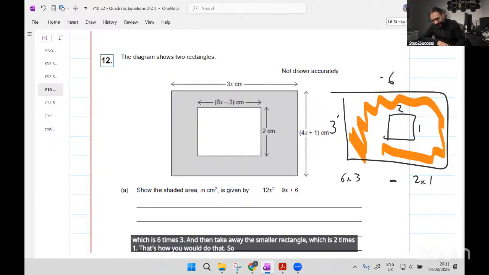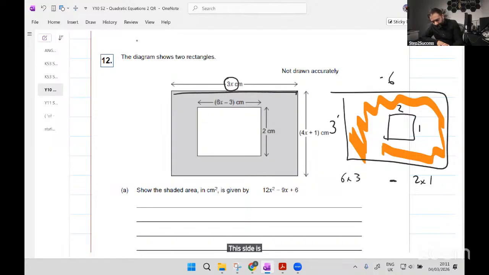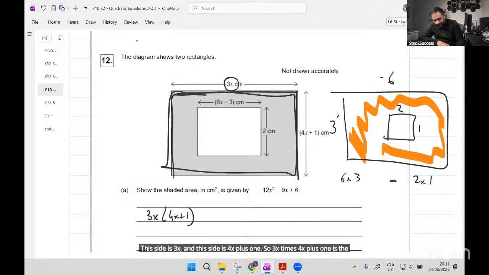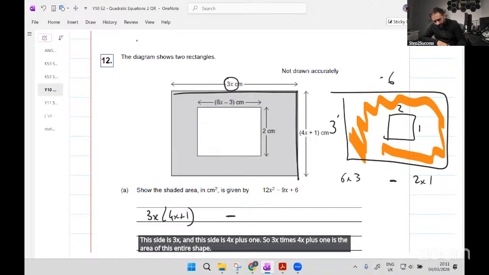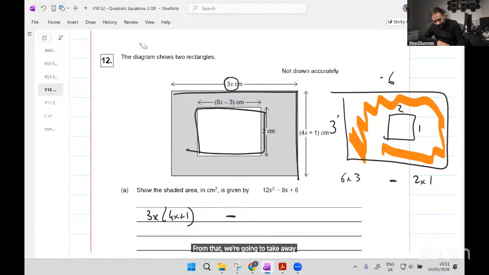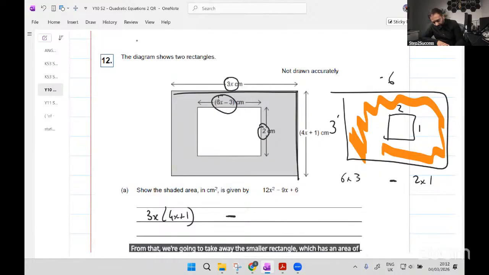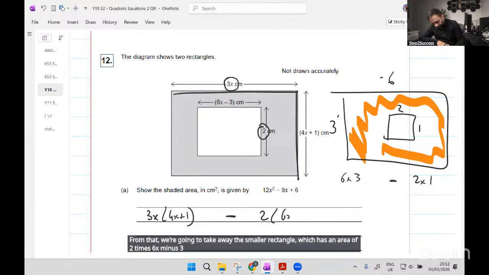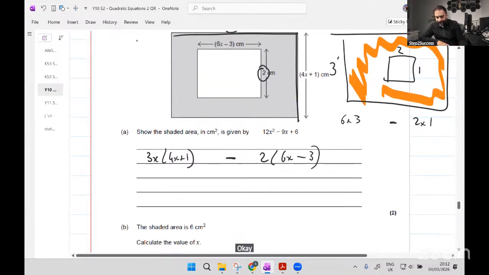So we're going to do this in exactly the same way. There's just weird algebra everywhere. So this side is 3x, and this side is 4x plus 1. So 3x times 4x plus 1 is the area of this entire shape. From that, we're going to take away the smaller rectangle, which has an area of 2 times 6x minus 3. Okay, so that's the first thing to write down.